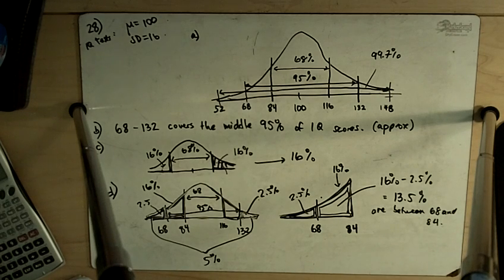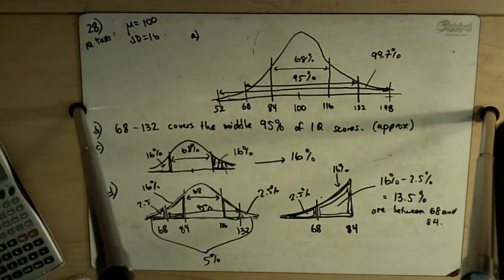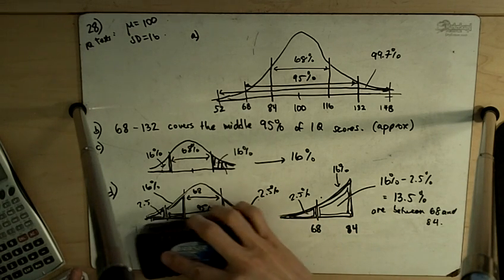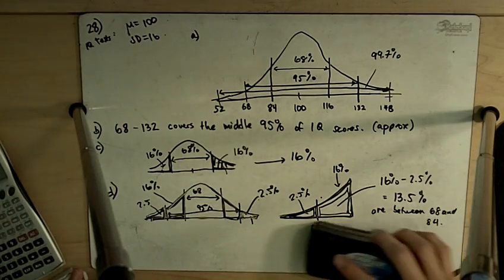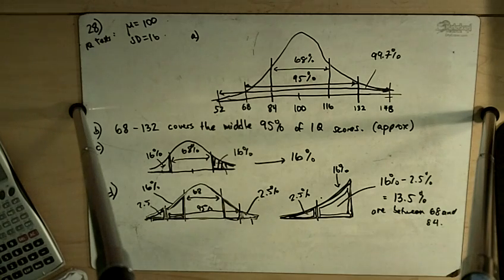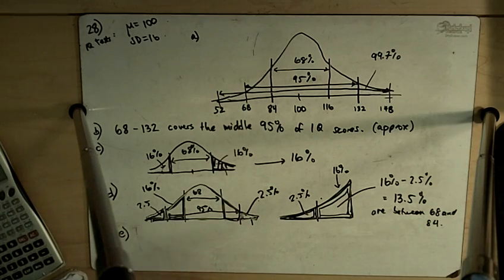I hope that's clear to you guys. And if it's not, just study the diagram and ask yourself, if 95% is in the middle, how much is going to be in the parts on the tails, the remaining portion in the tails?